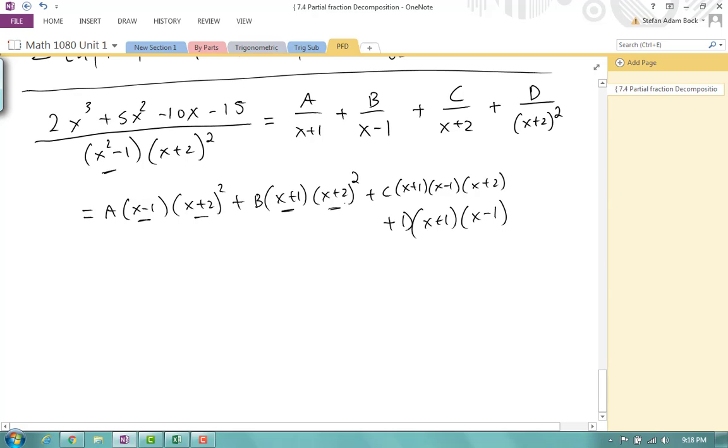So if I plug 1 into the left-hand side, I'm going to have 2 plus 5 minus 10 minus 15. Which looks like I get minus 18. But if I plug 1 into the right-hand side, let's label this x equals 1. If I plug 1 into the right-hand side, I'm going to get a times 1 minus 1, which is 0, plus b times 1 plus 1 times 1 plus 2 quantity squared, plus c times 1 minus 1, which is 0, plus d times 1 minus 1, which is 0.